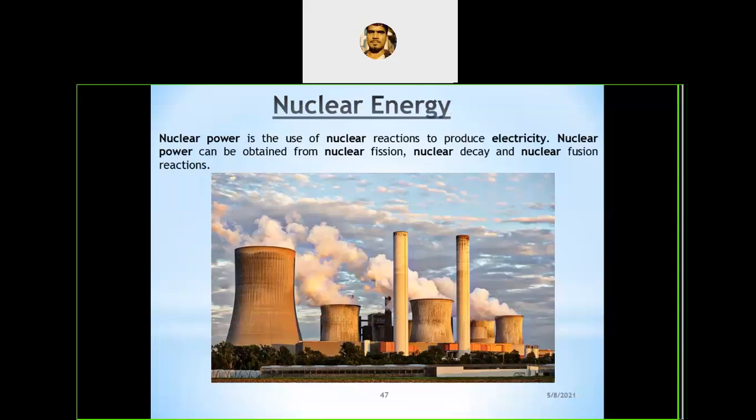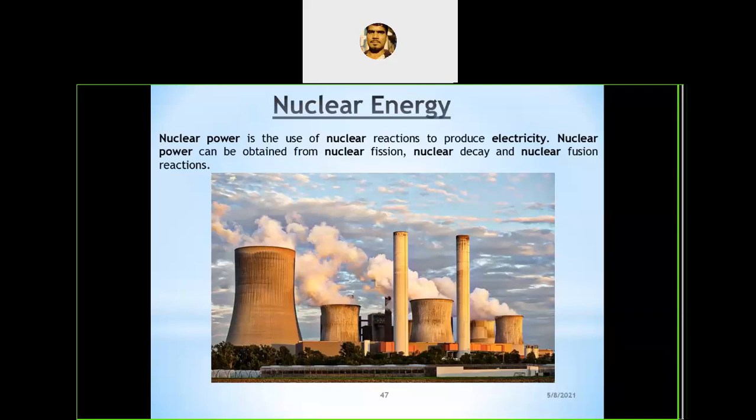And next, the important and last source of energy is nuclear energy. I think you already heard of this nuclear energy. So in your schooling days or in your PUC, you already know what is meant by nuclear energy. What are the processes in nuclear energy or the nuclear process?